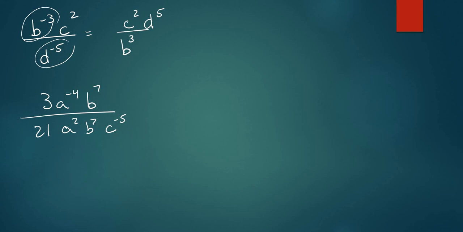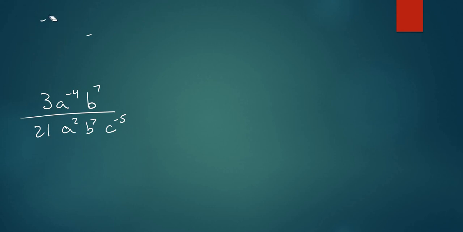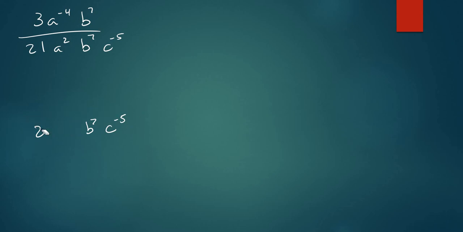Okay, there are several ways to approach this, so I'm going to do this more than one way. Let me erase this first, and I'm going to bring this up to the top. 3a to the negative 4, b to the 7th, over 21a squared, b to the 7th, c to the negative 5th. None of these ways are better or worse than the other. It's just whatever you see. The goal here is to use one or two of your rules at a time and just to do something.